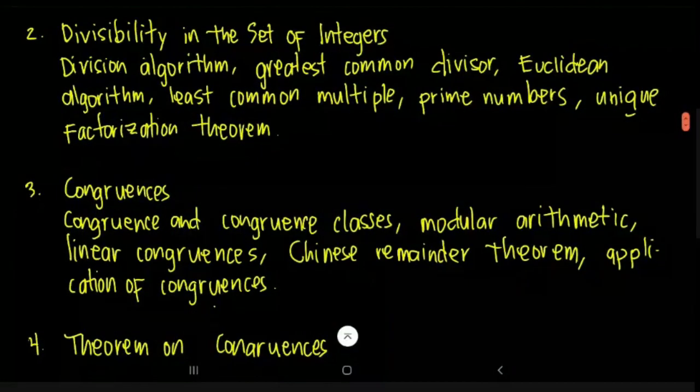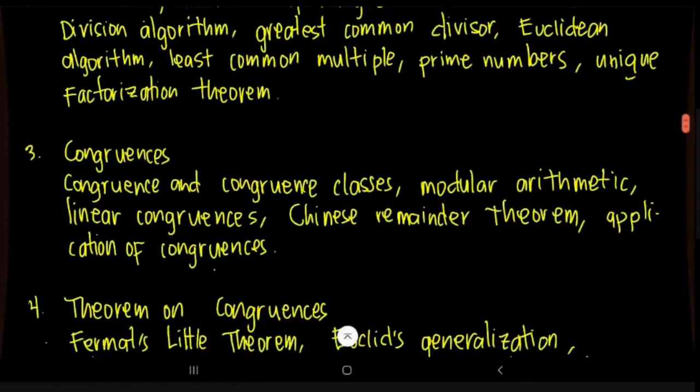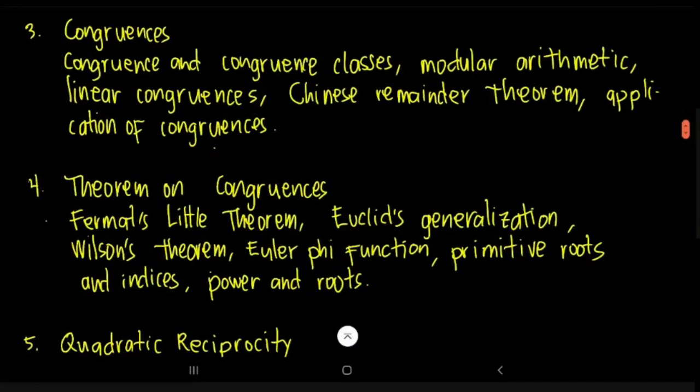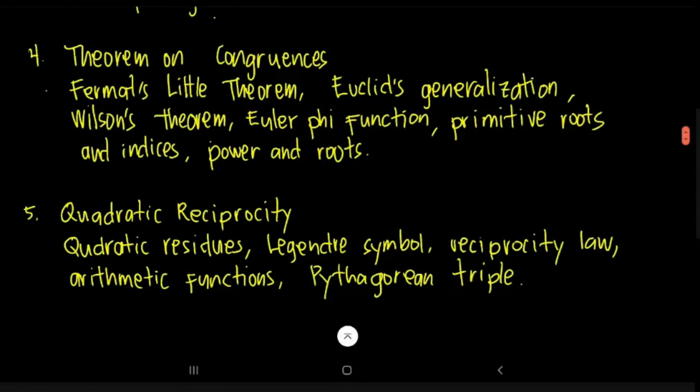After that, we're going to discuss congruence and congruence classes, modular arithmetic, linear congruences, Chinese remainder theorem, and applications of congruences. We'll further discuss theorems on congruences like Fermat's little theorem, Euler's generalization, Wilson's theorem, Euler phi function, primitive roots and indices, powers, and roots. Then we're going to discuss finally quadratic reciprocity. Under this, we have quadratic residues, Legendre symbol, reciprocity law, arithmetic functions, and Pythagorean triples.